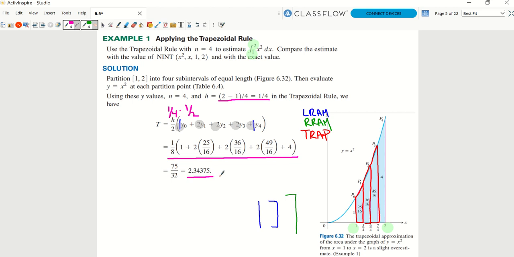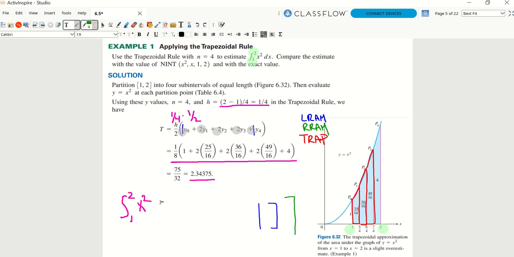Now we contrast that. What we can do is evaluate this integral right here by taking the antiderivative of x squared and then plugging in the upper bound minus plugging in the lower bound. And we're going to see that it's going to equal 2.33.